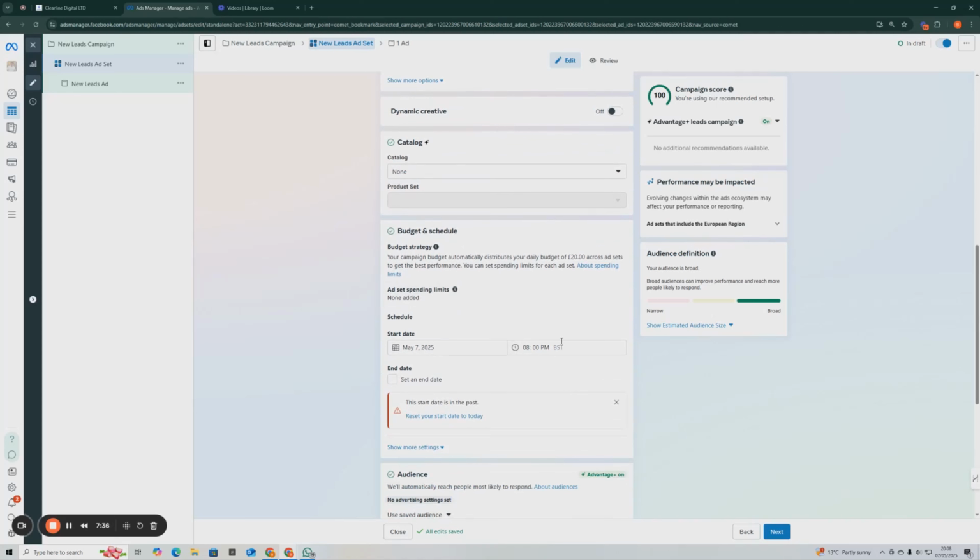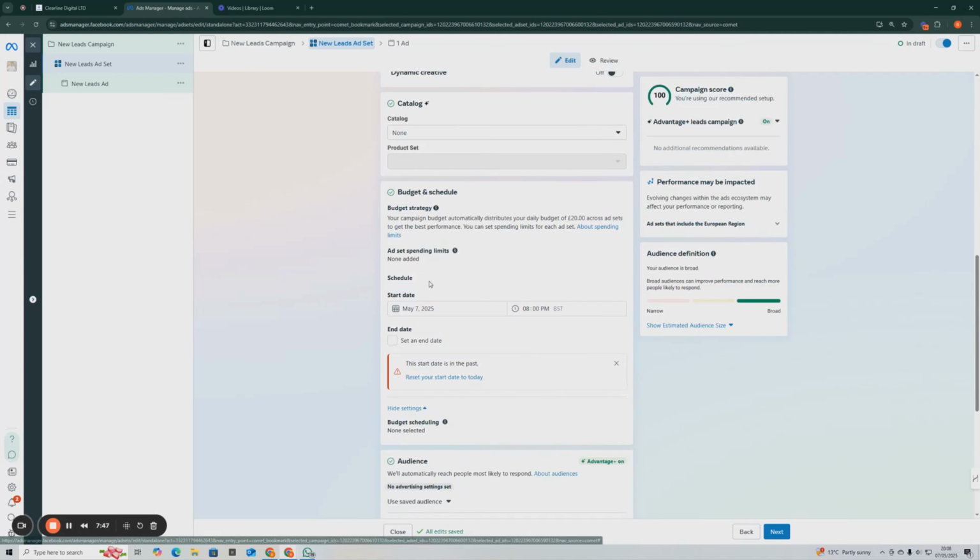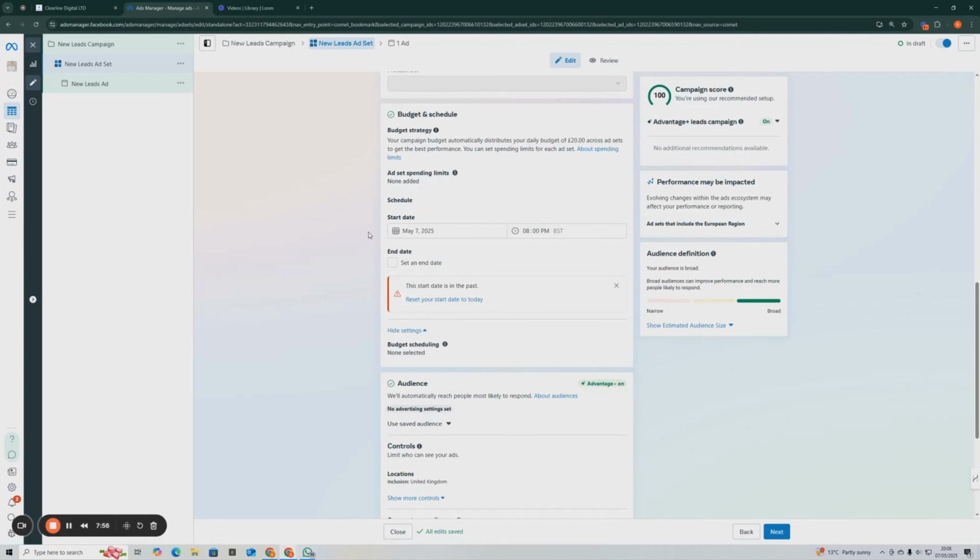Budget and schedule. So if you selected ad set budget optimization, it's going to be this actual area where you're going to put your ad set budget per ad set, and it's going to be the start date for your ads as well.